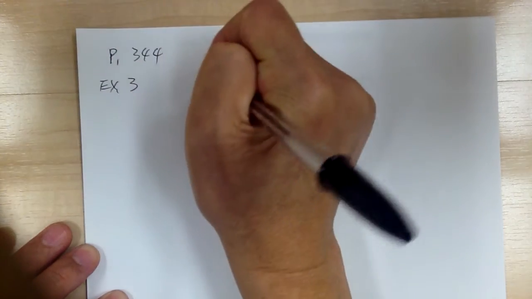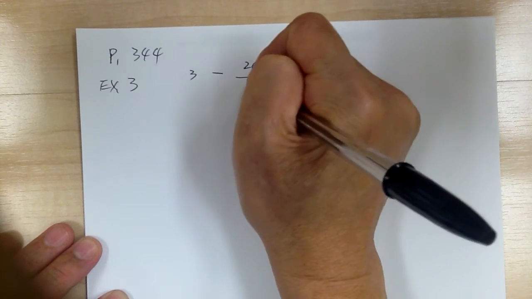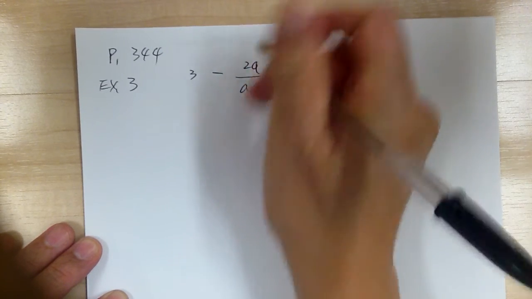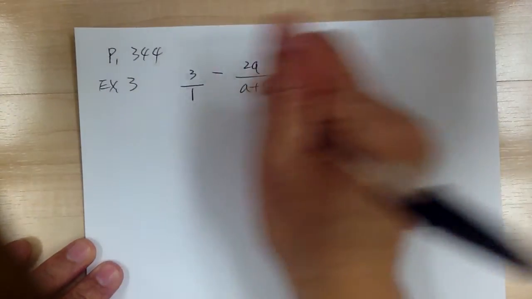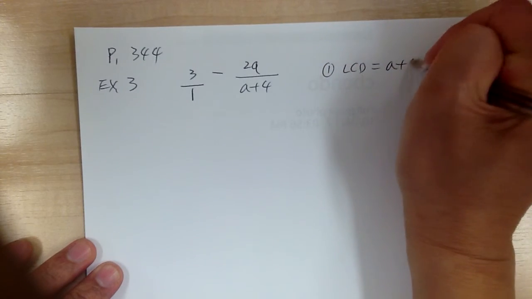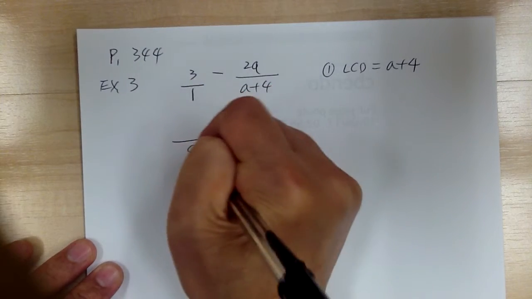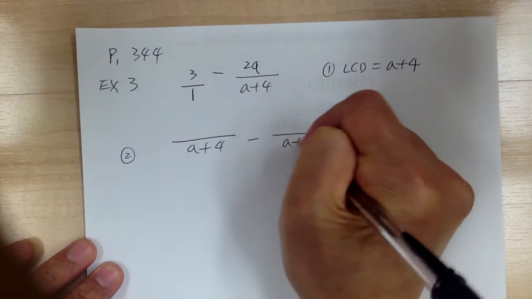Okay, let's go to example 3. You have 3 minus 2a over a plus 4. Now instead of 3, I'm going to write 3 over 1. Just put it over 1, that way it's easier to visualize. So step 1, your LCD is going to be equal to a plus 4. Then step 2, get your LCD ready. So a plus 4, a plus 4.